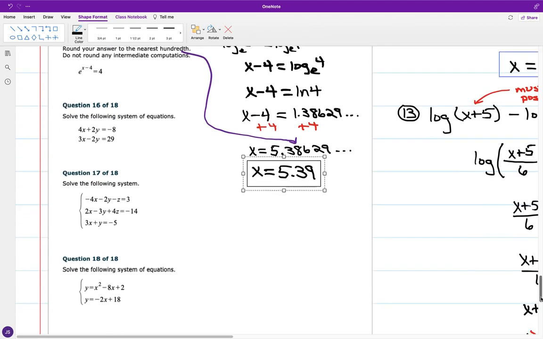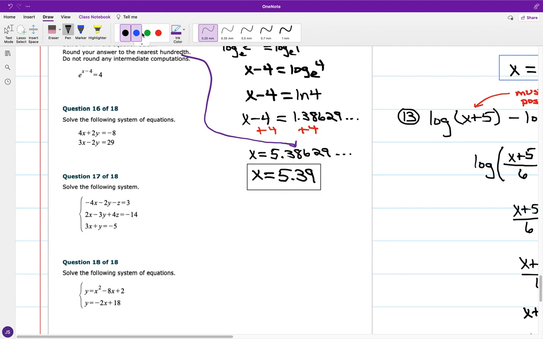For what we have concerning systems of equations, and for the determination of the values of x and y, we'll be looking for those that will satisfy the system, whereupon we have simultaneously that 4x plus 2y is equal to -8, and where we have 3x minus 2y is equal to 29.